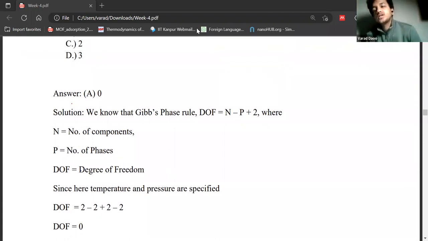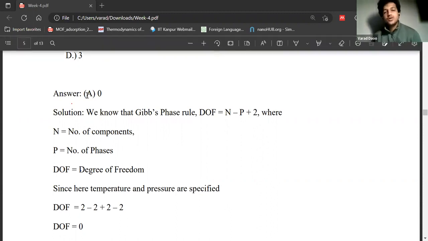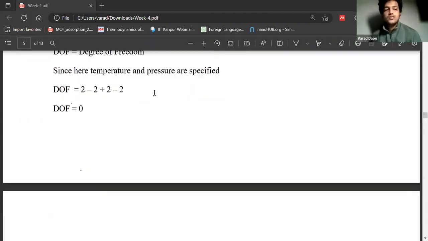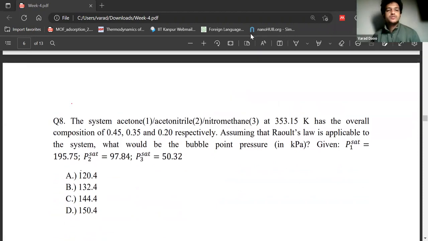So basically, what does that mean? That means that the condition is automatically fixed. There is only one unique point like this. No question. So I hope that the solution is clear to everyone. And then we'll move on to the next question. What is the next question?